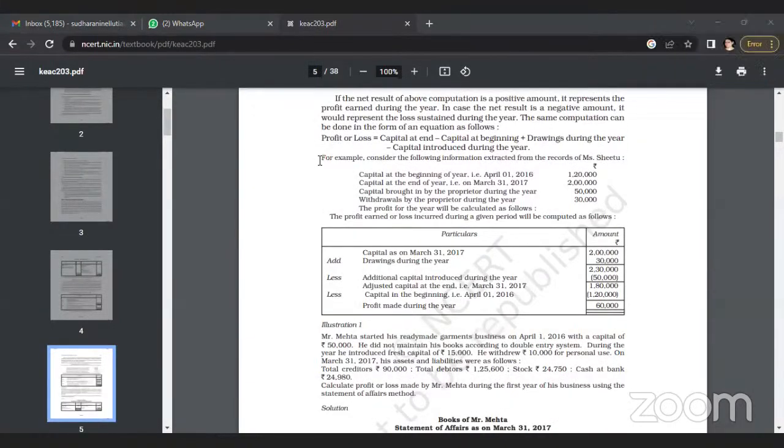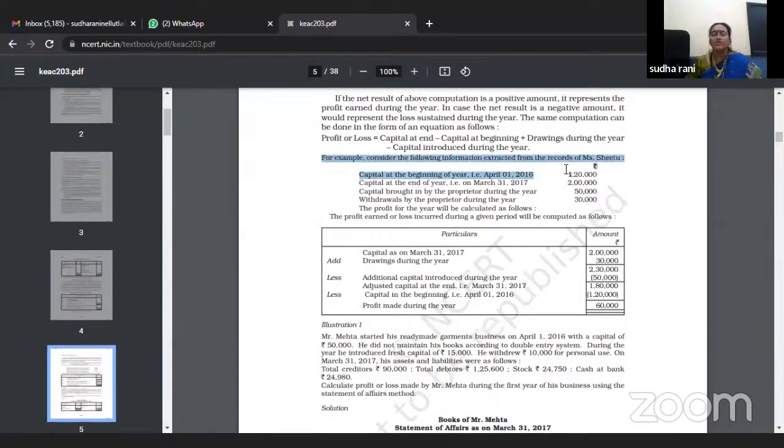Look at the question. Example: the following information is extracted from the records of Sheet 2, and the information has been given directly. So you can directly prepare the calculation of profit for the year, because you have been given capital at the beginning, capital at the end, additional capital, and drawings. First, you are supposed to take the capital at the end of the year. To it you are supposed to add drawings during the year, 30,000, making 2 lakh 30. And then additional capital also is to be added, the capital brought by the proprietor during the year, 50,000.